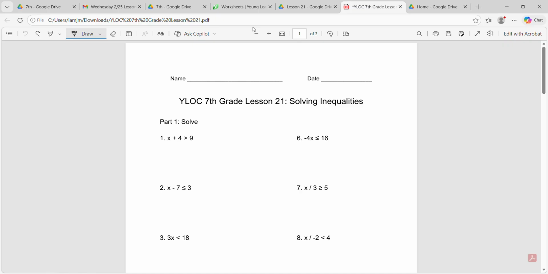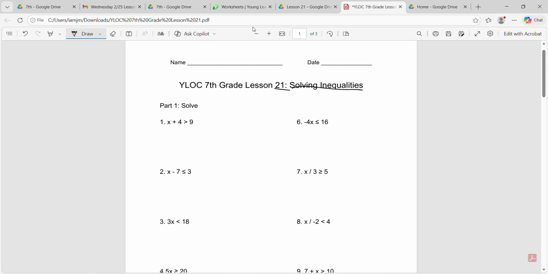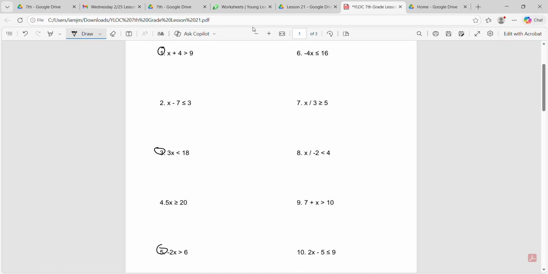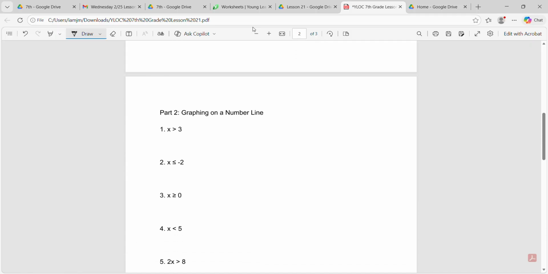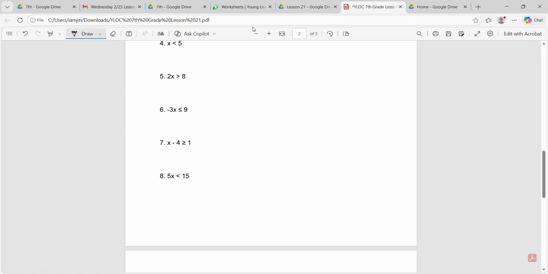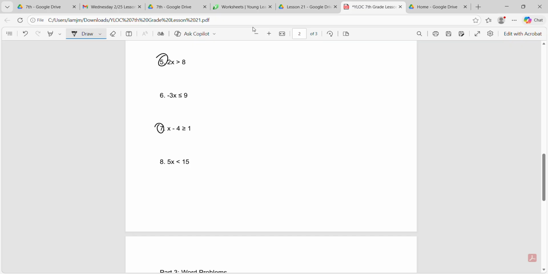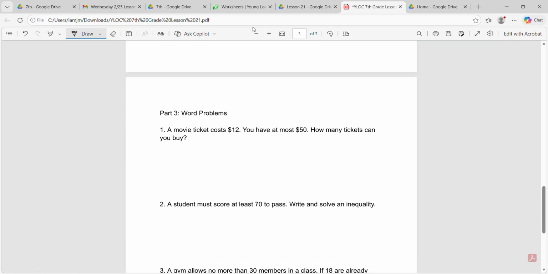Hi, we're on lesson 21, solving inequalities. For part 1, we'll do questions 1, 3, 5, 7, and 9. For part 2, we'll do questions 1, 3, 5, 7. For part 3, we'll do questions number 1 and 2.